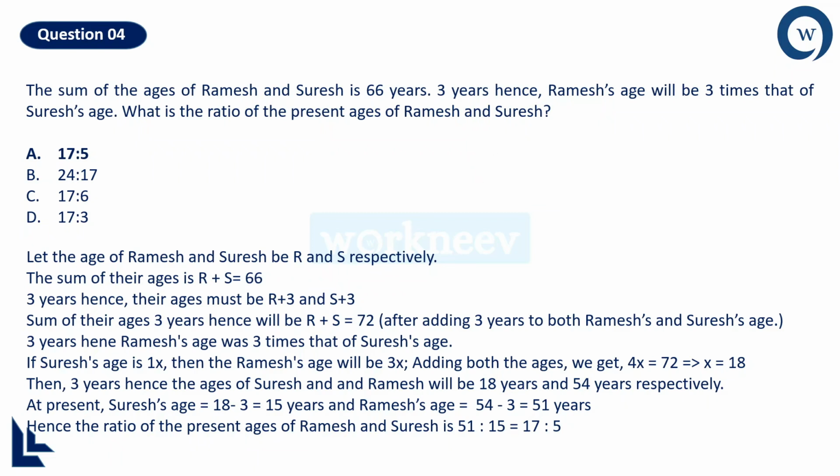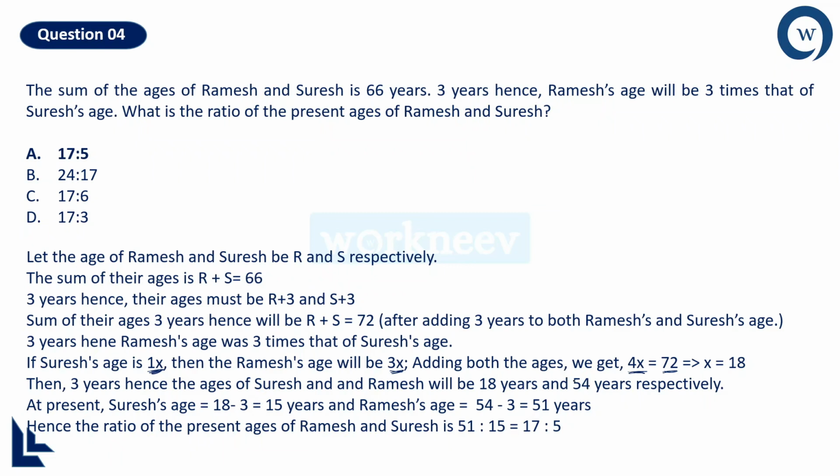And from the next part of the question, it is given that after 3 years, Ramesh's age will be 3 times that of Suresh's age. So if I assume Suresh's age as 1x, then Ramesh's age will be 3x. And from this I can find out the sum of their ages, which is 4x. And I know their sum of the ages after 3 years is 72. And from this I'll get the value of x as 18. And after you get the value of x, you can find out their ages after 3 years. Suresh's age will definitely be 18 years and Ramesh's age will definitely be 54 years.